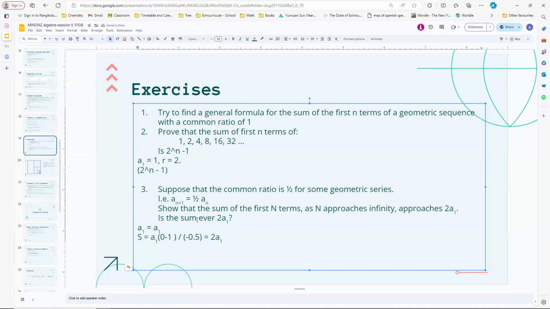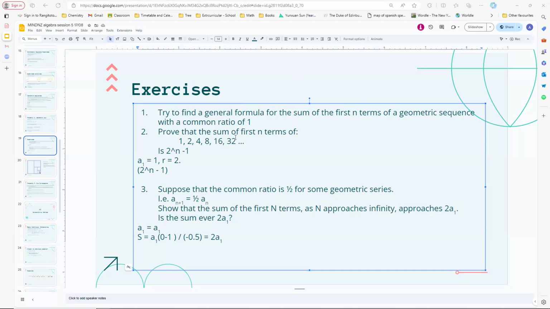So what we mean by approaches is that this is what would happen if n equaled infinity, whatever that means, for a number to quote unquote equal infinity. But strictly speaking, it's not equal to 0 minus 1. The limit as n approaches infinity is 2 times a1.